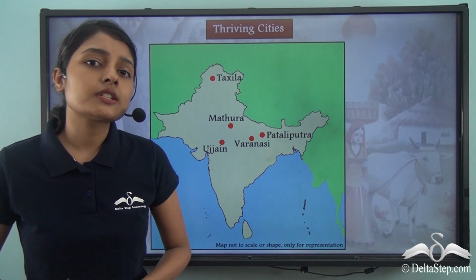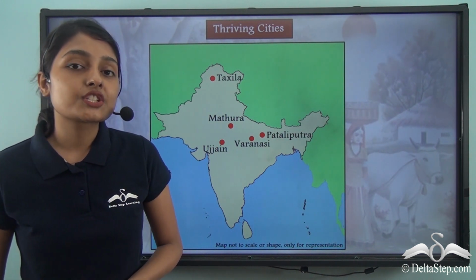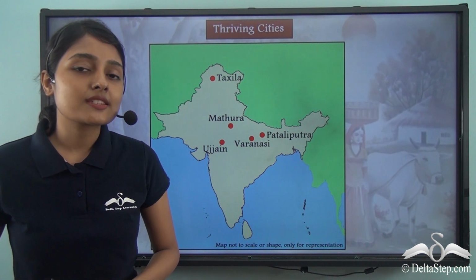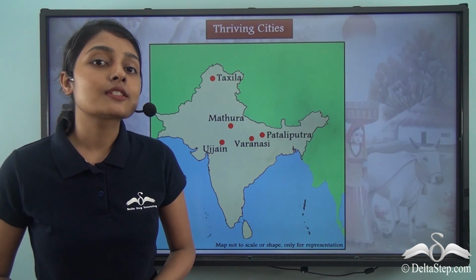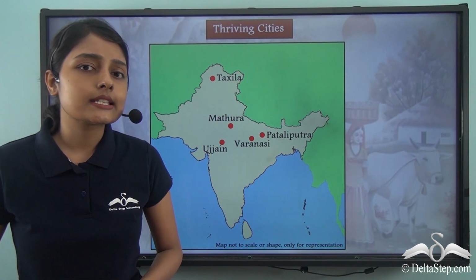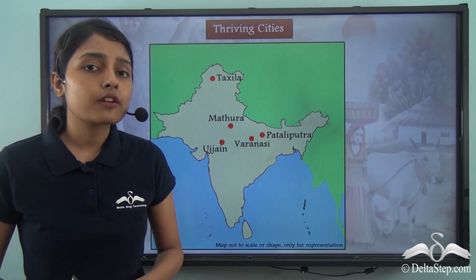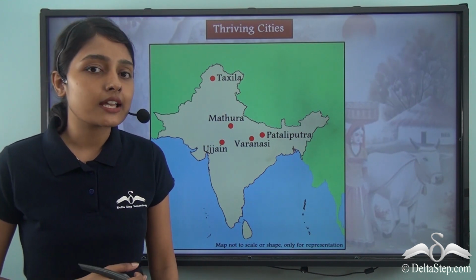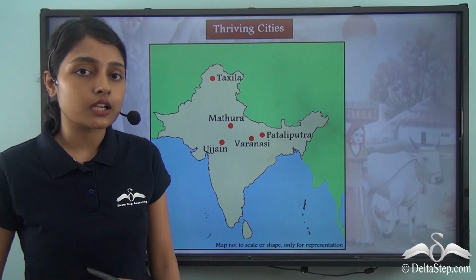Now, a very important difference between a village and a city would be that a village is a rural space where agriculture is pursued primarily. On the other hand, a city is an urban space where agriculture is not pursued. Here, people pursue different kinds of professions but agriculture.